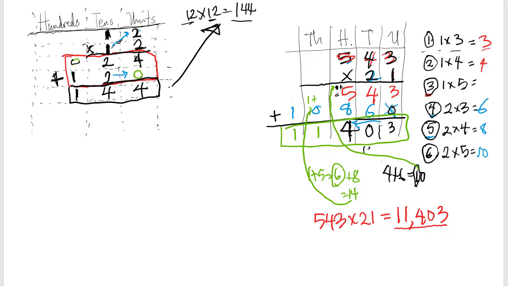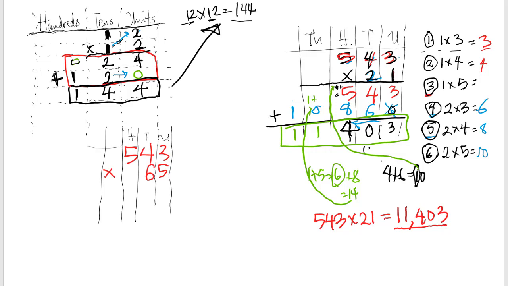So let's move on to another more complex long multiplication. Let's say the same 543 times, this time around, a bigger number, 65. If you notice, this is still under hundreds, tens and units. Let's just draw an imaginary line. So here will be thousands.